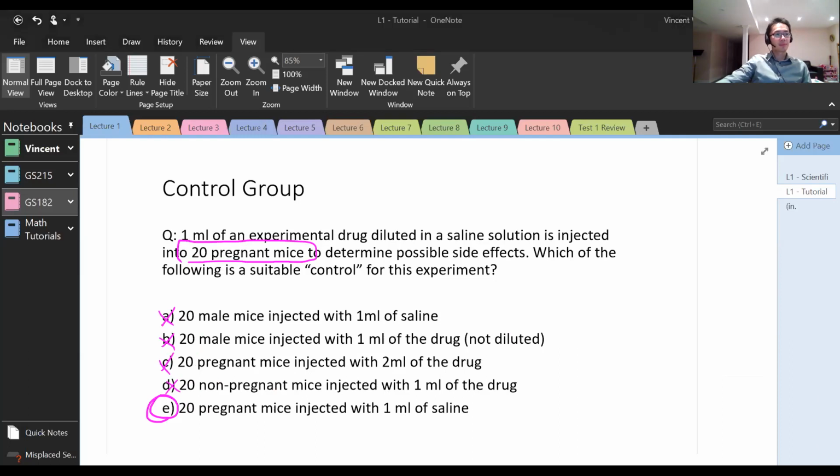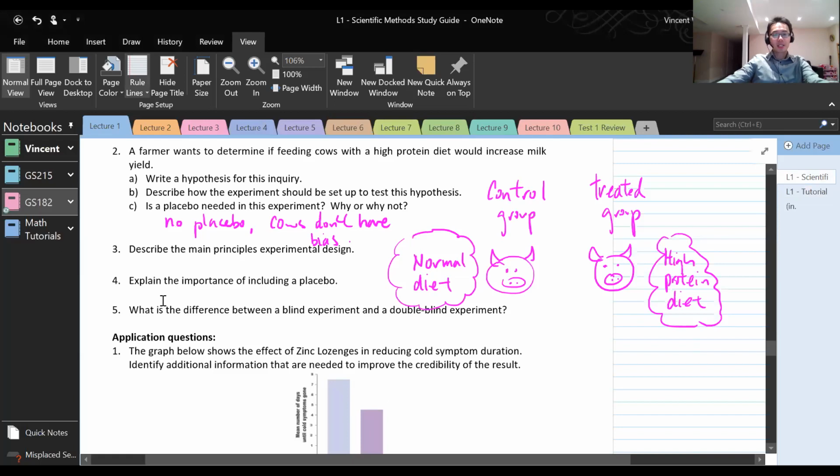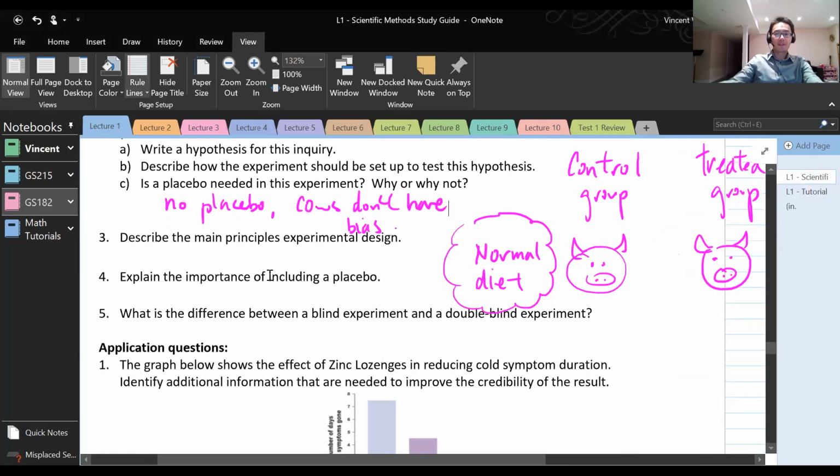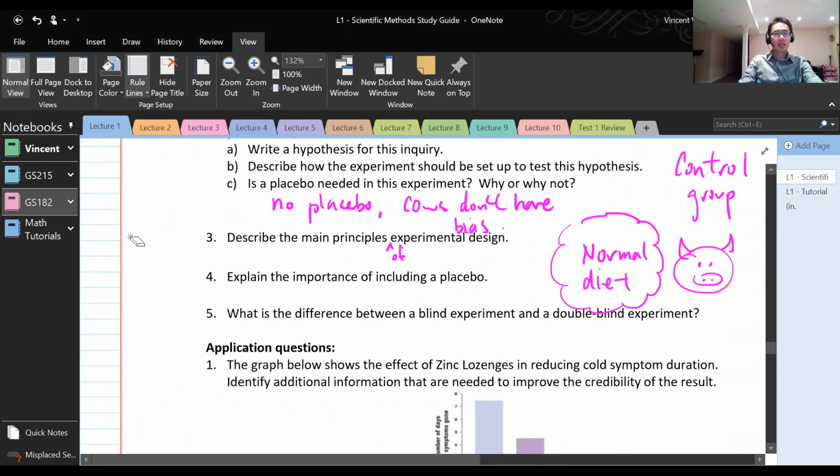Okay. Moving on. Describe the main principles of experimental design. Okay, of experimental design. So couple things that we could talk about.